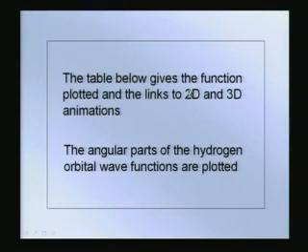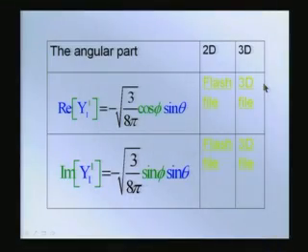So let us list these functions and see how the polar diagrams are drawn. What we are going to do is only plot the angular part of the hydrogen orbital wave functions. We are going to develop that full plot of the two spheres that you saw from scratch. There are two files here. One is called 2D, meaning it's a two-dimensional picture. The other is a three-dimensional picture.